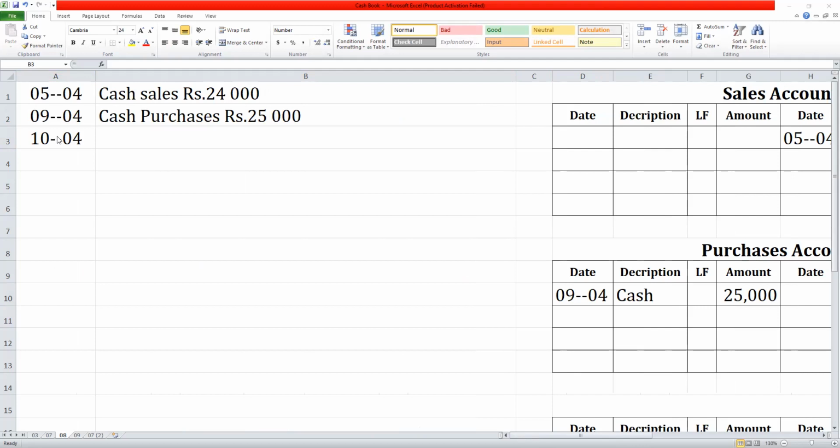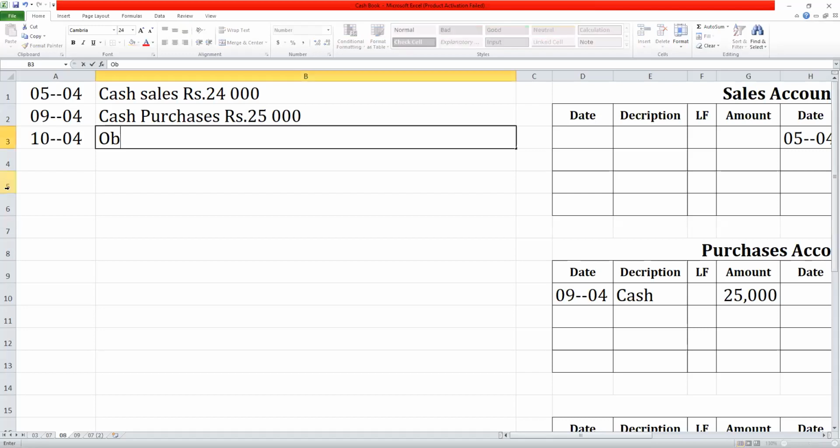Yes, very good. What is it? Obtain a bank loan valued rupees 30,000. Very good. Obtain a bank loan, right? Rupees 30,000.